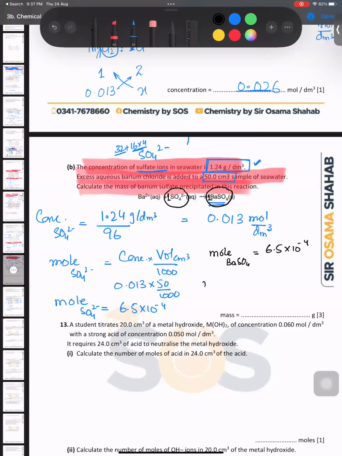Now you can easily find out mass. Mass can be found out by moles times MR. We have 6.5 10 raised to the power of minus 4 moles, and the MR of barium sulfate will be कितना होगा? Check करो, मेरे ख्याल से it should be 233. Check कर लो फिर भी एक बार, and then calculate the mass as well. Or if you want to remember this formula, you can remember it this way: mass is actually Mr. Mole. So you can remember this formula by this trick.